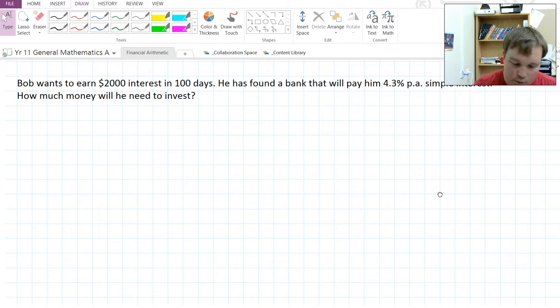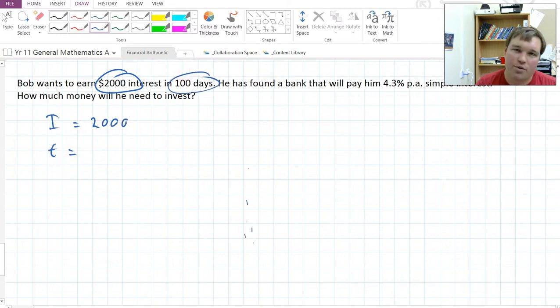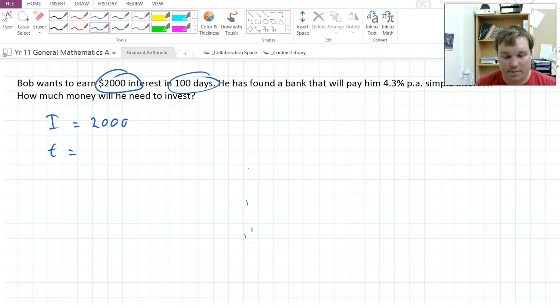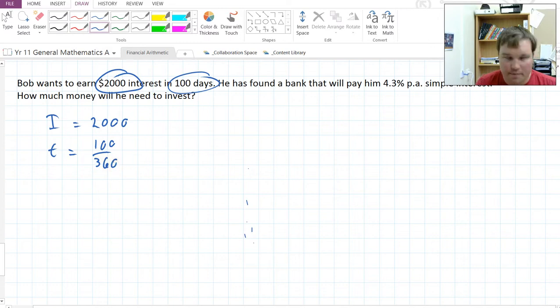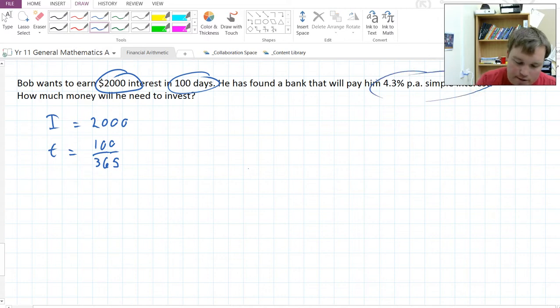Same process as before, we write down what we have, write down what we want, calculate it. What we have, he wants to earn that amount in interest, 2,000. His time period is 100 days. So we can't just write 100 here because time has to be in years. So how do you convert days into years? You take the 100 and divide it by 365, because there's 365 days in a year. And the rate is 4.3%.